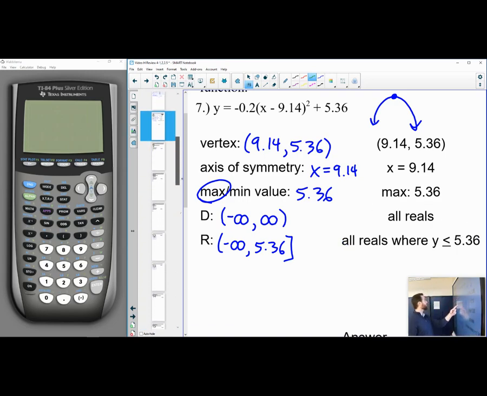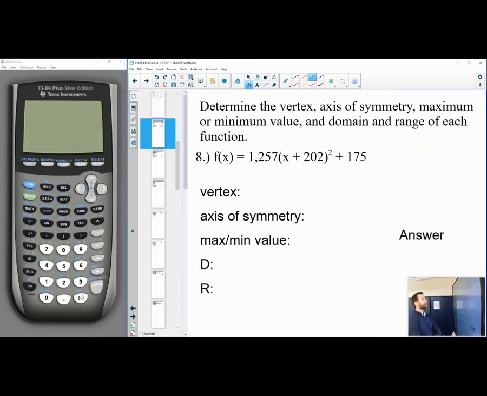Scroll down some. Right there. Okay, same directions, just a new function. Fortunately, this is also in vertex form, which is going to make our lives a lot easier. Again, even though we've got all these crazy numbers in here, that doesn't matter. We're not actually graphing here. So don't let these big numbers bully you. Don't let them walk up to you and take your lunch money. You can deal with this.